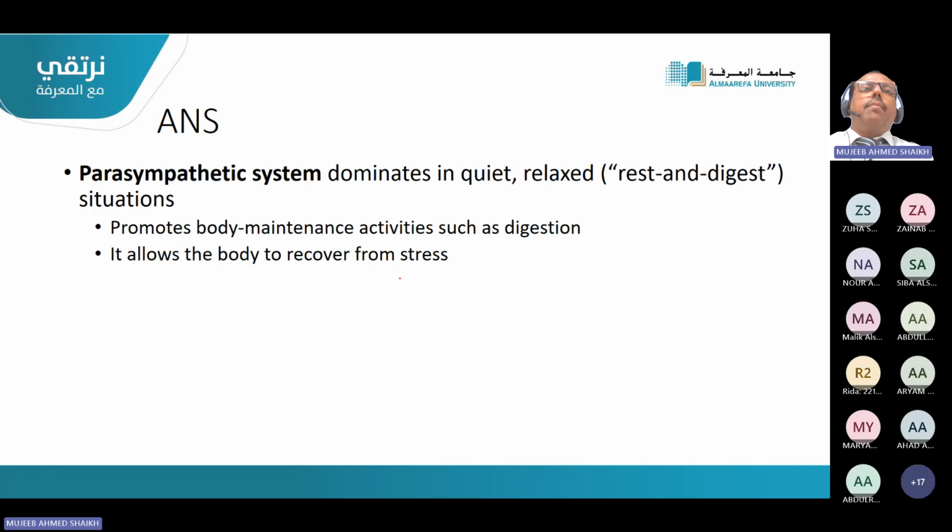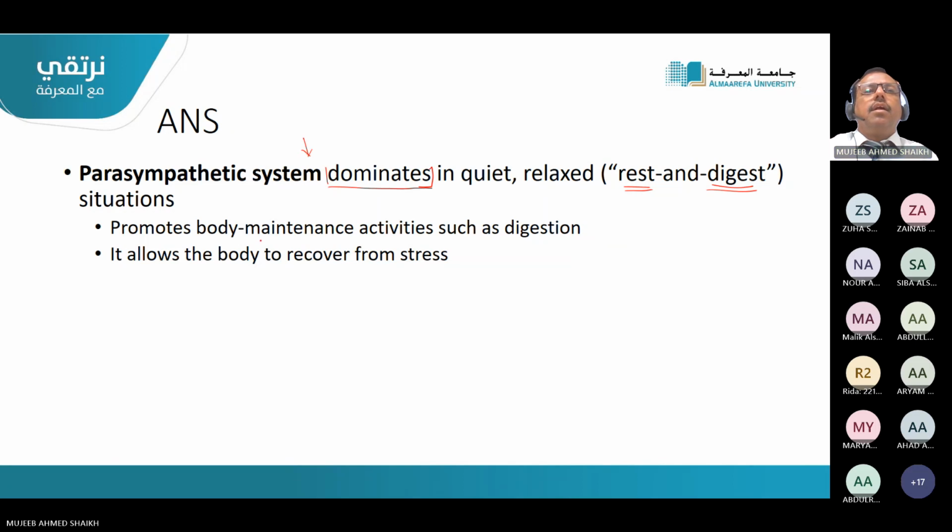In which situation will parasympathetic become stronger or dominating? As I told you, in a normal situation, sympathetic and parasympathetic are both active. In a stressful condition, sympathetic will become dominant or more active. In a resting or digesting state, when you are relaxed, when you are sleepy, at that time parasympathetic will be more dominant or more active.